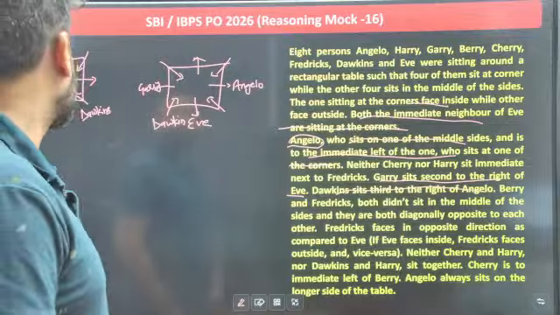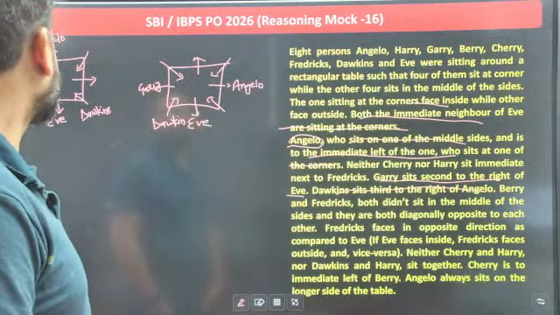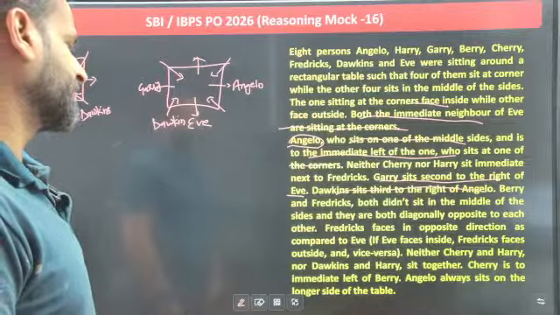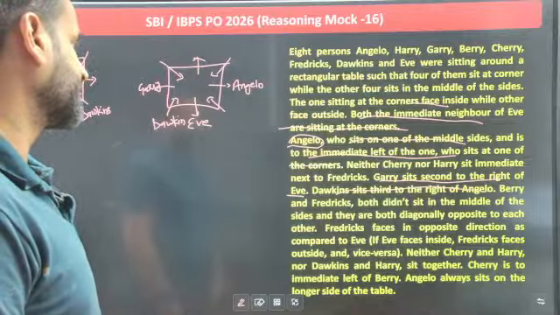Cherry is immediate left of Barry. Let us try to place this. Cherry is immediate left of Barry. Angelo is on the longer side of the table.